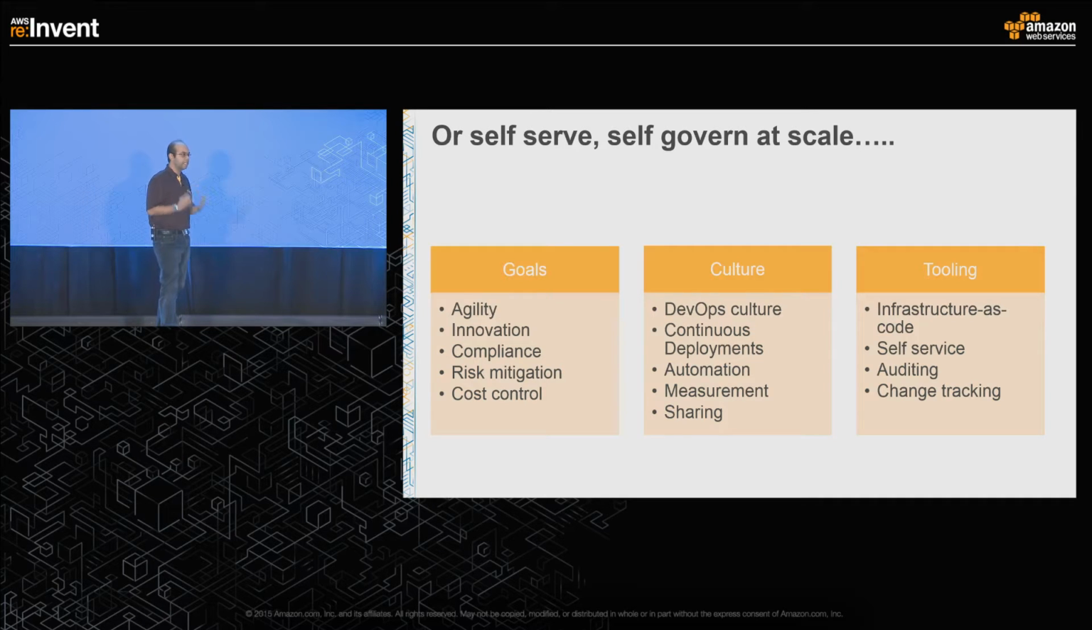So what we will do in the rest of this presentation is try to say that once you have adopted goals of being an innovative organization, being an agile team within your group, how do we help you adopt the DevOps culture, be data-driven, do everything measurement, sharing, and what are the tools that we provide, the AWS management tools, which help you do infrastructure as code, self-service, auditing, and change tracking. That's what self-service and self-govern would look like at scale.